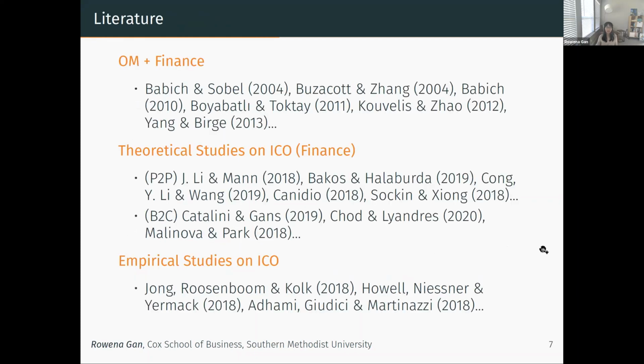This paper contributes to the OM finance literature and is closely related to the ICO literature on P2P platforms. Our paper differs from these existing papers by studying uncapped ICOs rather than capped ones. Note that what I'm showing here is just a subset of the related literature. I'm sorry if I'm not including your most exciting work there, but we provide a more complete list in the paper.